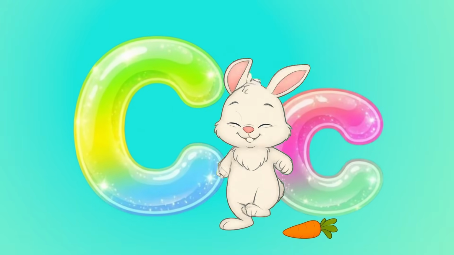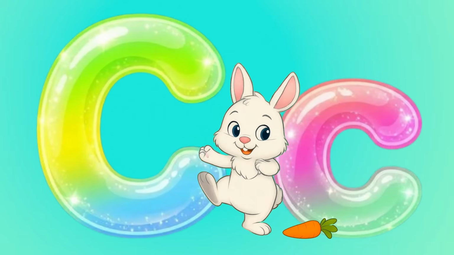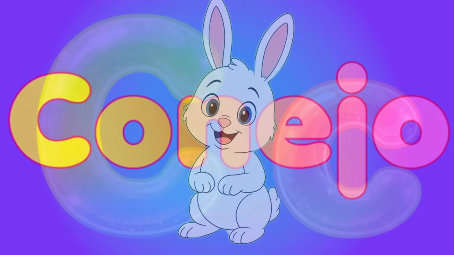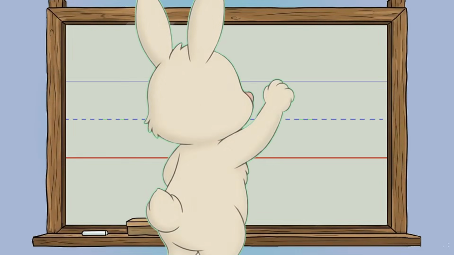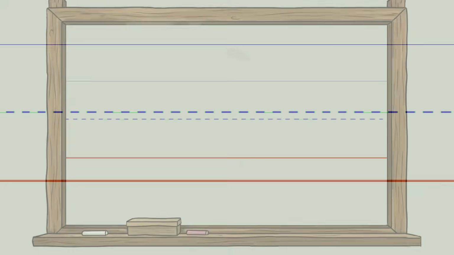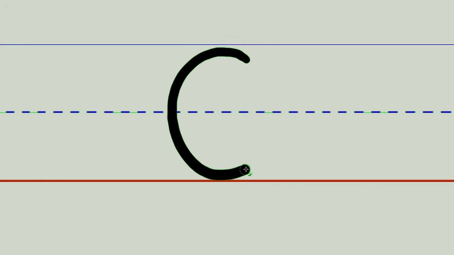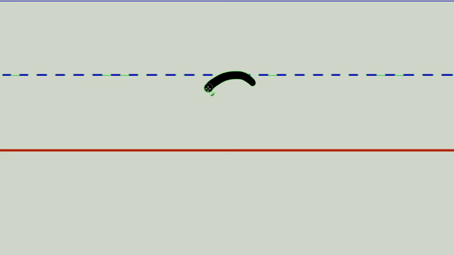Now, let's see Conejo's favorite letter. This is C for Conejo. The capital letter C looks like a crescent moon. It's so easy. The lowercase letter c looks like a small crescent moon.